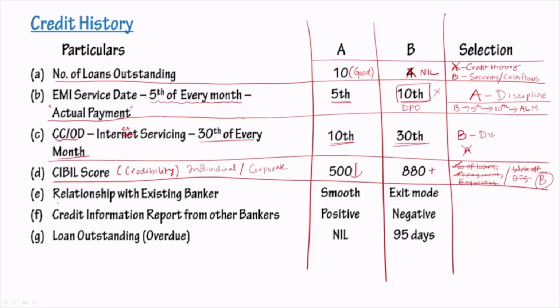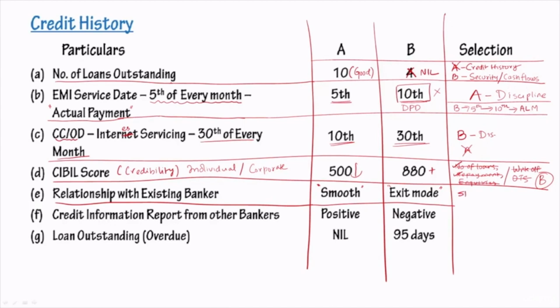Okay, next, relationship with the existing banker. The next parameter is the relationship with the existing banker. Now, let's say the customer is already having a banking relationship, already the customer has availed a loan, but that customer has come to a new bank. So how will this new bank evaluate? He will try to understand what the relationship is with the existing bank. Is it a smooth relationship or is it in exit mode? Here Mr. A is having a smooth relationship, whereas for Mr. B, the existing banker is in exit mode. They want to get rid of B.